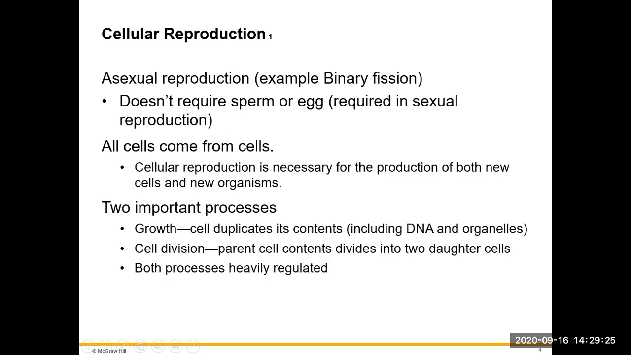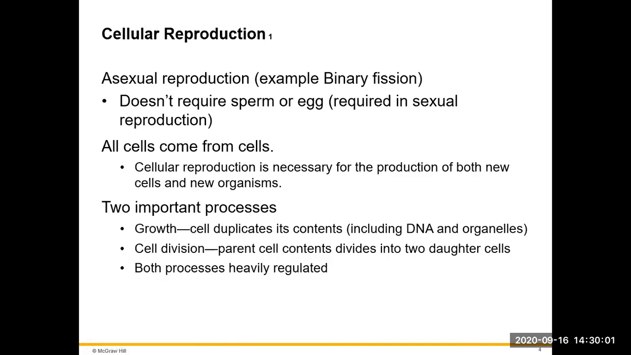And as we said in our previous Zoom recording, all cells come from pre-existing cells. Cellular reproduction is necessary for the production of both new cells and new organisms. Because from one single cell, the cells of the nervous system, the digestive system, or the respiratory system are created. From just one cell, different new cells are formed, and in some cases, new organisms. We give birth to babies because of this.